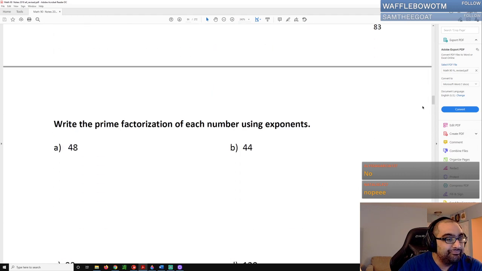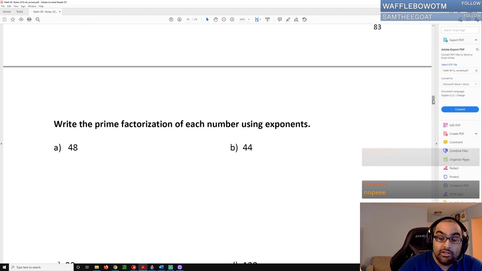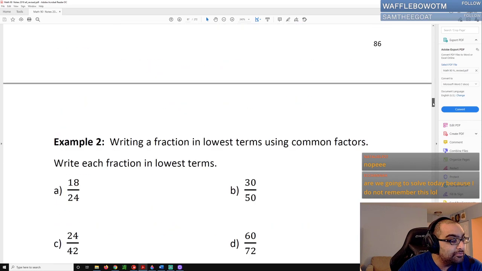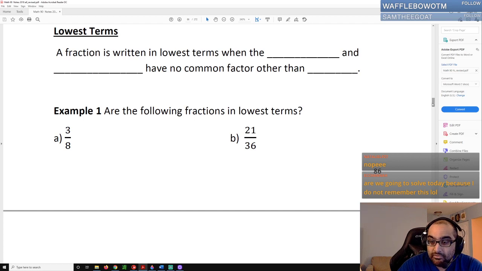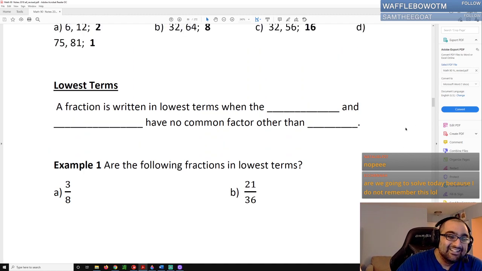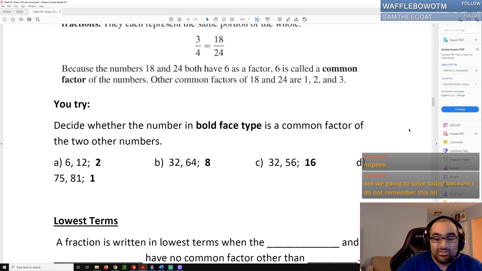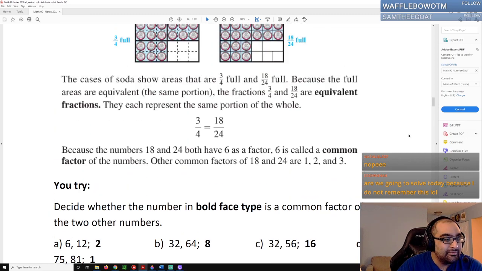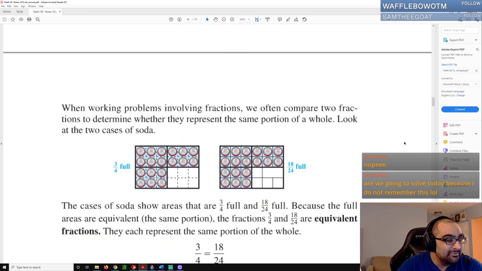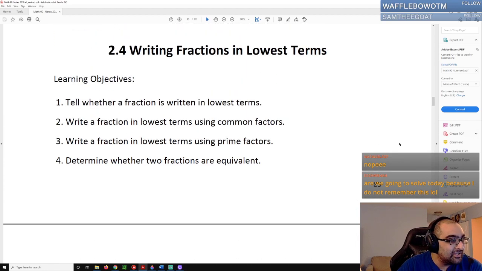All right. So that is pretty much the end of section 2.3, talking about those common factors. Are we going to solve today? Yeah, we're going to solve stuff today. I hope so. I promise you. That's a way to solve for factors of particular numbers, but we're going to use them for a particular something in this very next section.